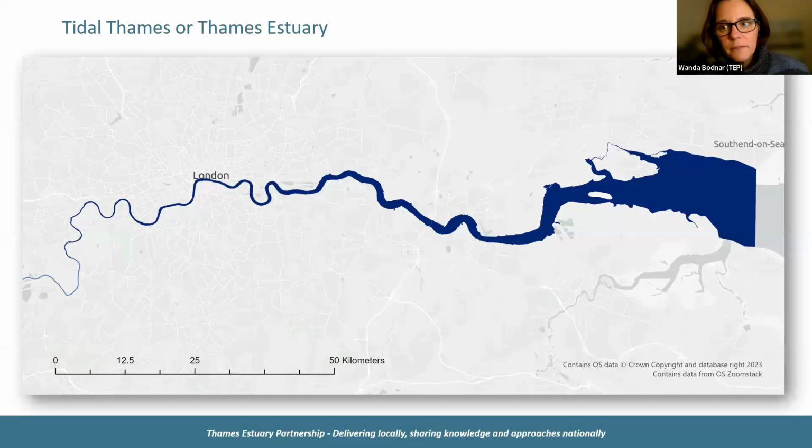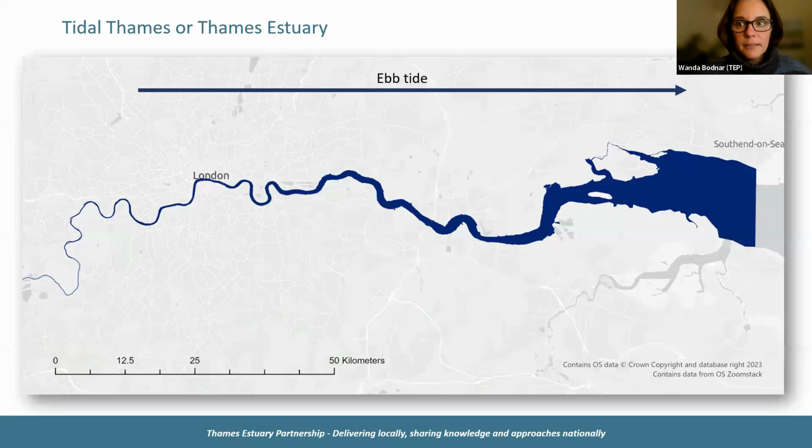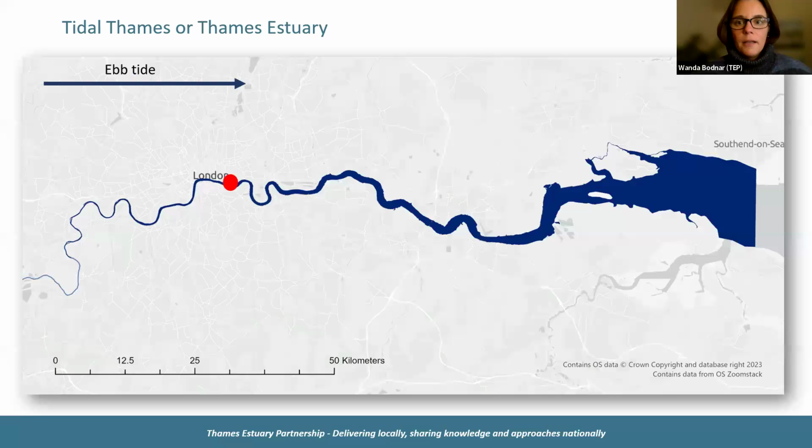Because of the topography and the tributaries, on average, the outgoing ebb tide lasts slightly longer than the incoming flood tide. So for example, if we were to drop an object somewhere in central London, because of that back and forth movement of the water, it would take about 3 months to reach the sea.